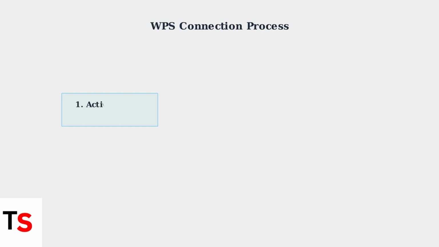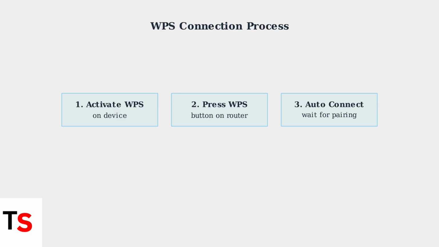The general WPS connection process involves three main steps. First, activate WPS mode on your device. Then press and hold the WPS button on your Sky router until the light starts flashing. Finally, wait for the automatic connection to complete.